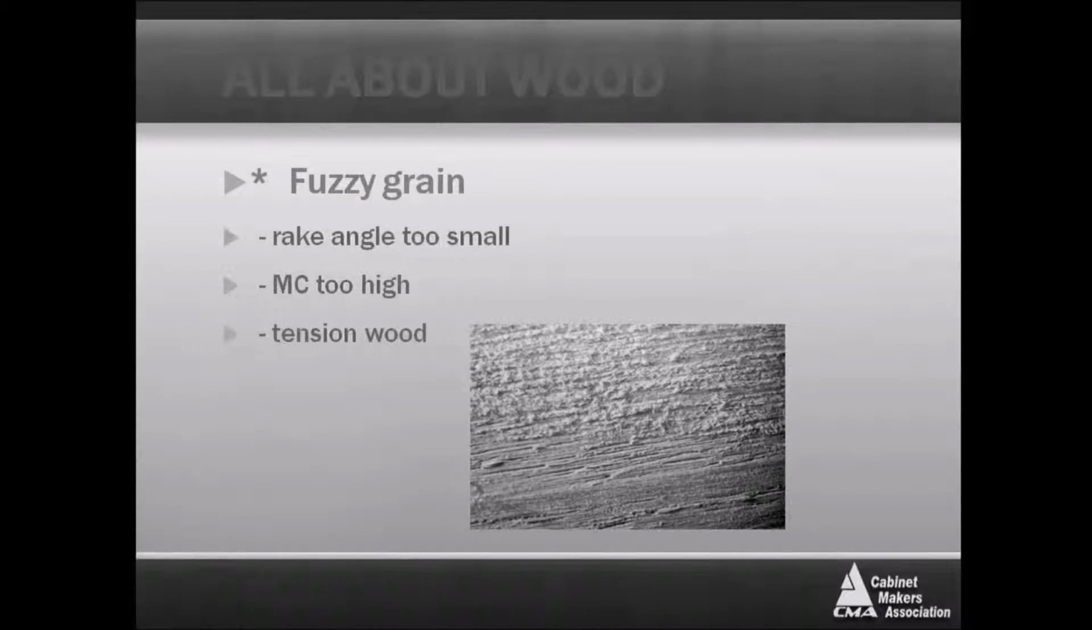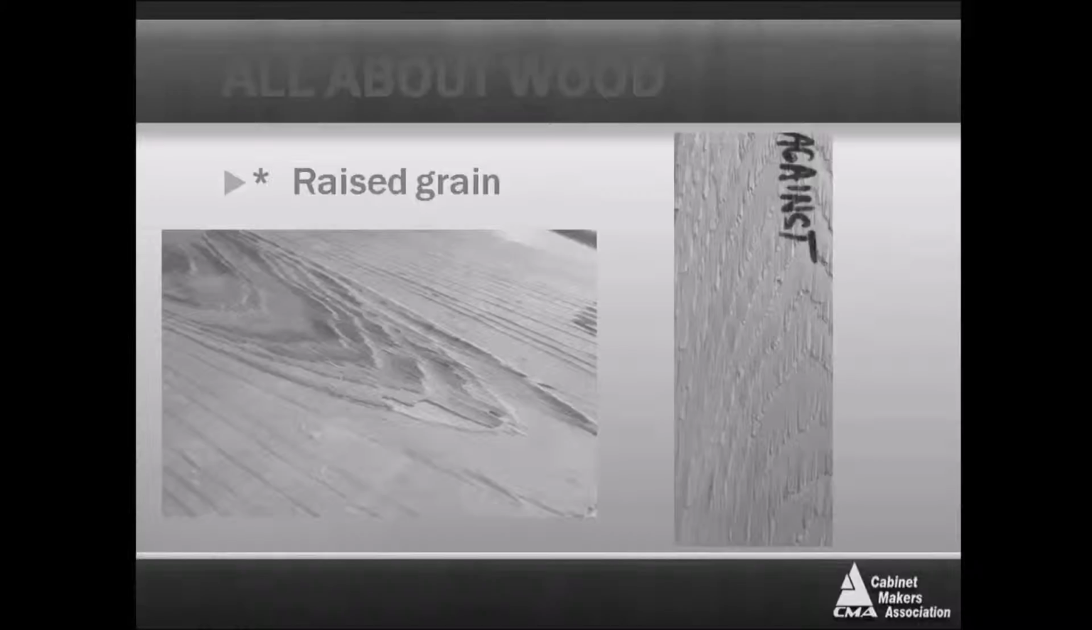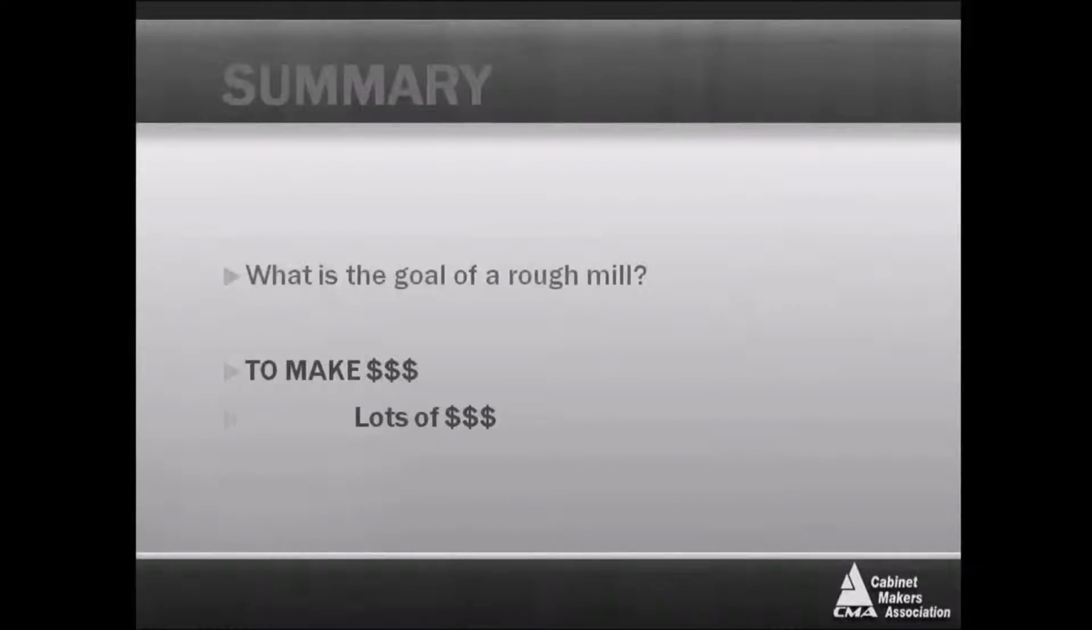Fuzzy grain is the problem if the moisture content is too high. And it could be the rake angle's too small, moisture's too high, or it could be tension wood that we talked about. This one is a good picture of tension wood fibers that were sanded with dull sandpaper. You know, sandpaper has to be sharp. And again, the raised grain problem we talked about, and here's another picture on the right of some raised grain.